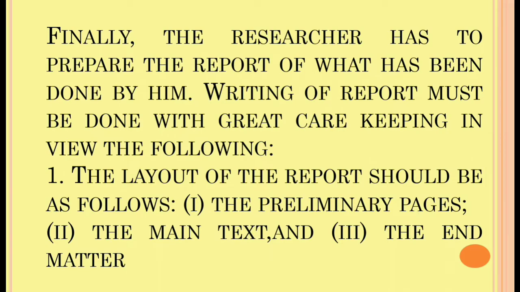Finally, what is the conclusion of your research? The report is divided into three parts. The first is the preliminary pages, the second is the main text, and the third is the end matter. The preliminary pages include the title, date, table of contents, etc. The main text includes the introduction, summary of research, main report, and conclusion. The end matter consists of the bibliography and appendix, etc.